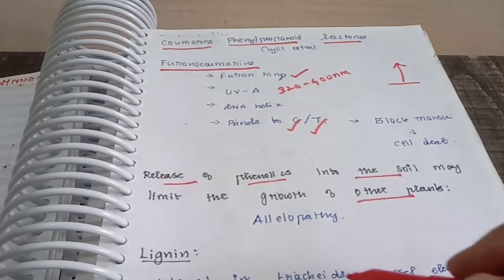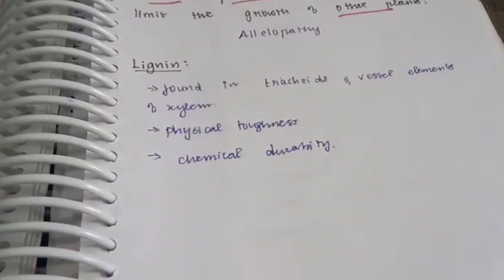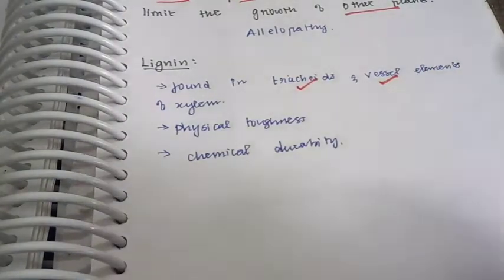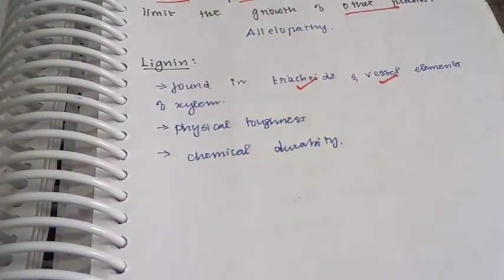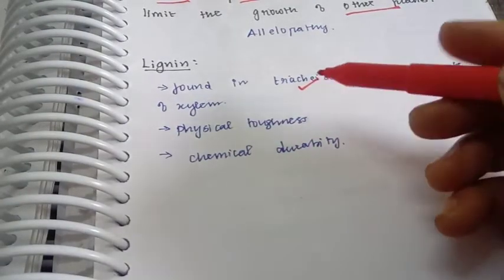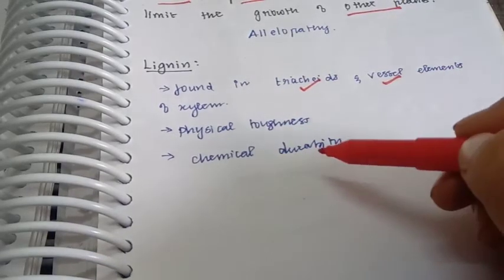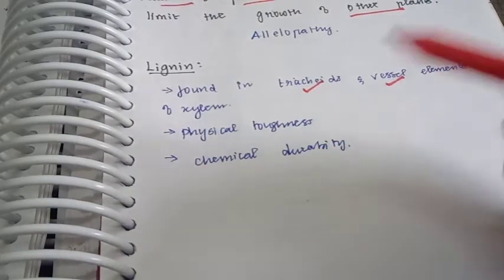So the first type of phenolics is lignin. Lignin is the first important phenolic compound. This lignin is generally found in the tracheids and vessel elements of xylem, and it is involved in providing physical toughness and chemical durability to a particular plant. So these are the two important functions of lignin. Okay. The physical toughness of lignin will deter feeding. It won't allow the animal to take up the plant, and the chemical durability of this lignin will reduce the digestibility of the substance in the herbivore gut.